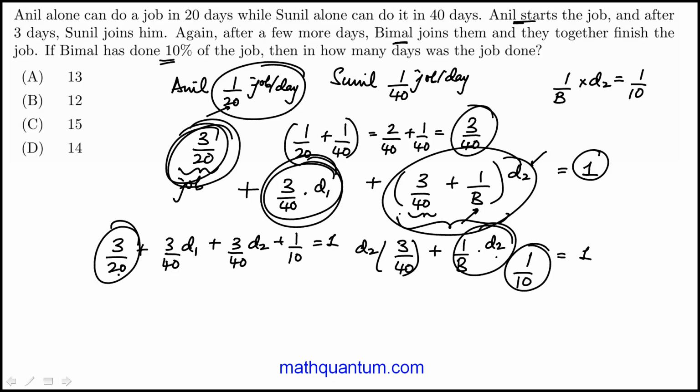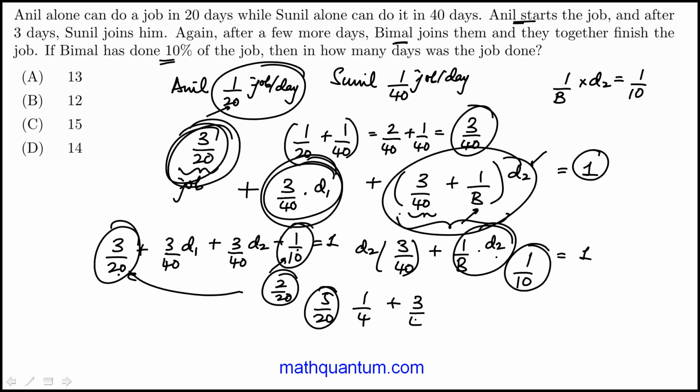So I'll combine these two. I'll make that 2 over 20 and then add them. So that's 5 over 20, which is really 1/4. So my final equation here is, and you'll note they both have 3 over 40 here, D1 plus D2 equal to 1. Then I subtract the 1/4. This will become 3/4. Knock that out.